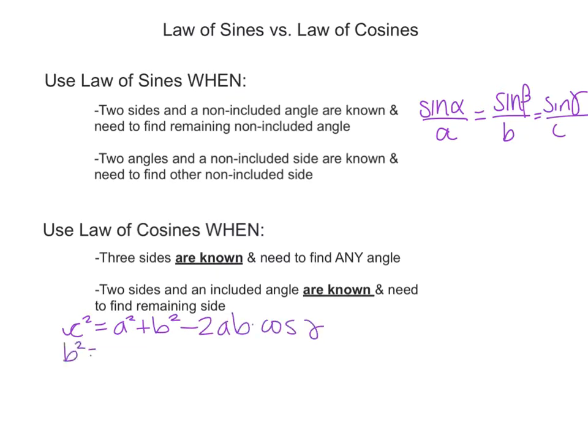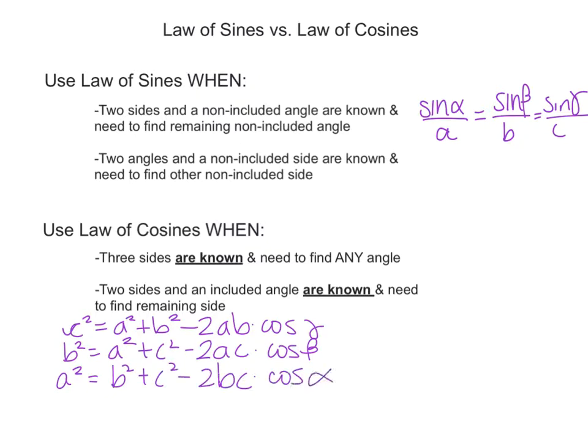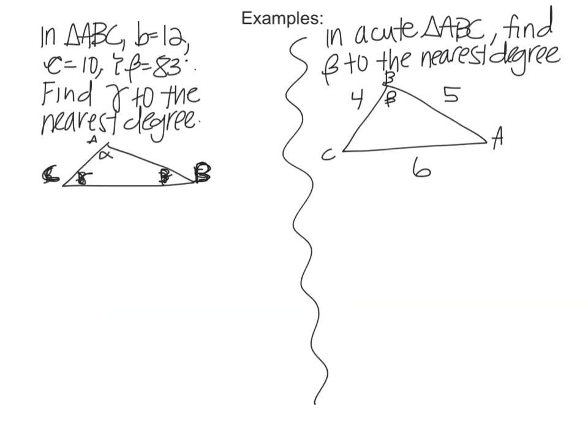Or b squared is equal to a squared plus c squared minus 2ac times the cosine of beta, and then lastly a squared is equal to b squared plus c squared minus 2bc times the cosine of alpha. So here are two examples.